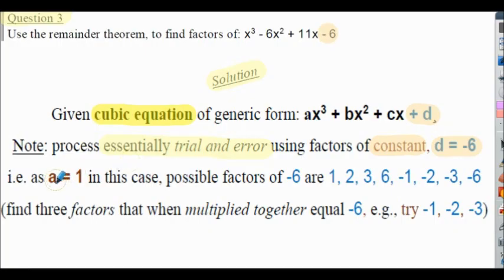We know that the coefficient a is 1. We don't write the 1s as such, but of course there is a 1 in front of the x here. With a equal to 1, possible factors of the negative 6 are 1, 2, 3, 6, and negative 1, negative 2, negative 3, and negative 6. So when we're multiplying our three constants together, the value must equal negative 6. So I will try values of negative 1, negative 2, and negative 3, because that evaluates to negative 6.